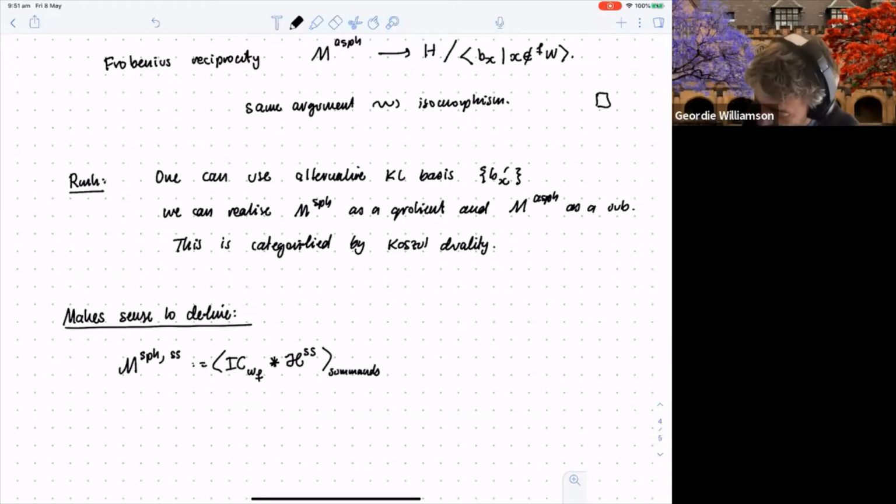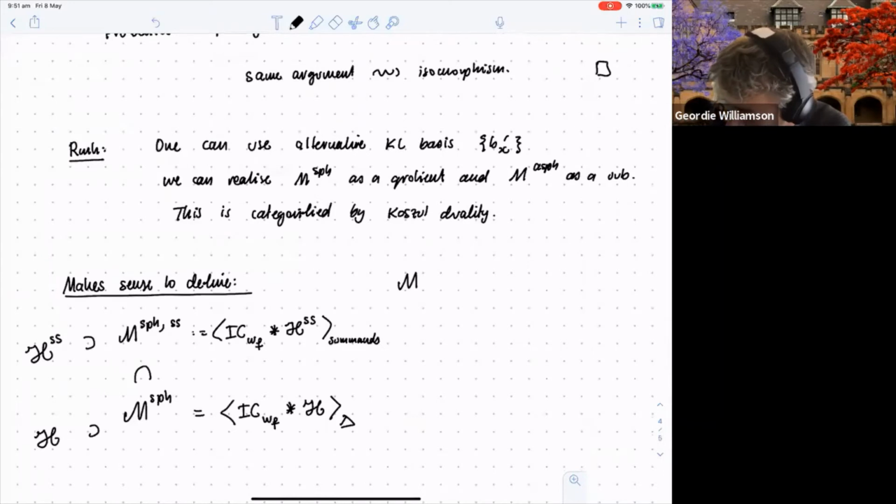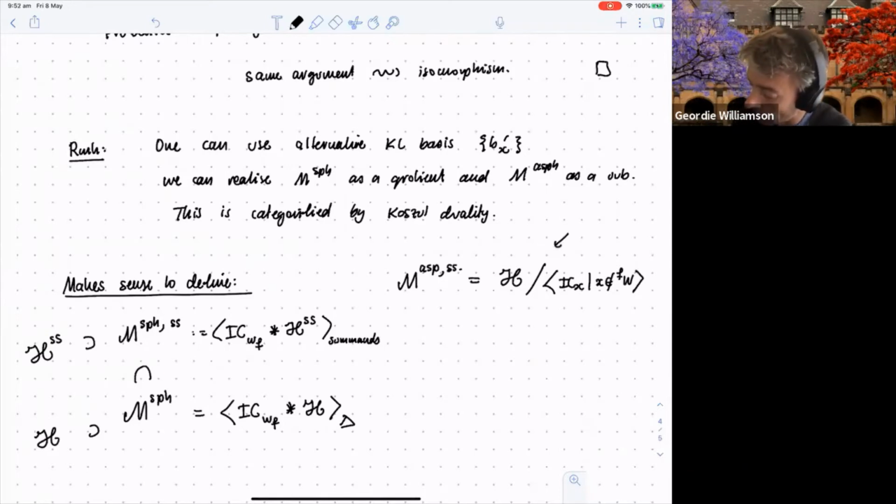And this sits naturally inside the semi-simple guy. And then this is inside ends for, which is triangulated, and that sits inside the Hecke category. So this is a sub, and we define the anti-spherical semi-simple to be the Hecke category mod ICX such that X is not minimal.